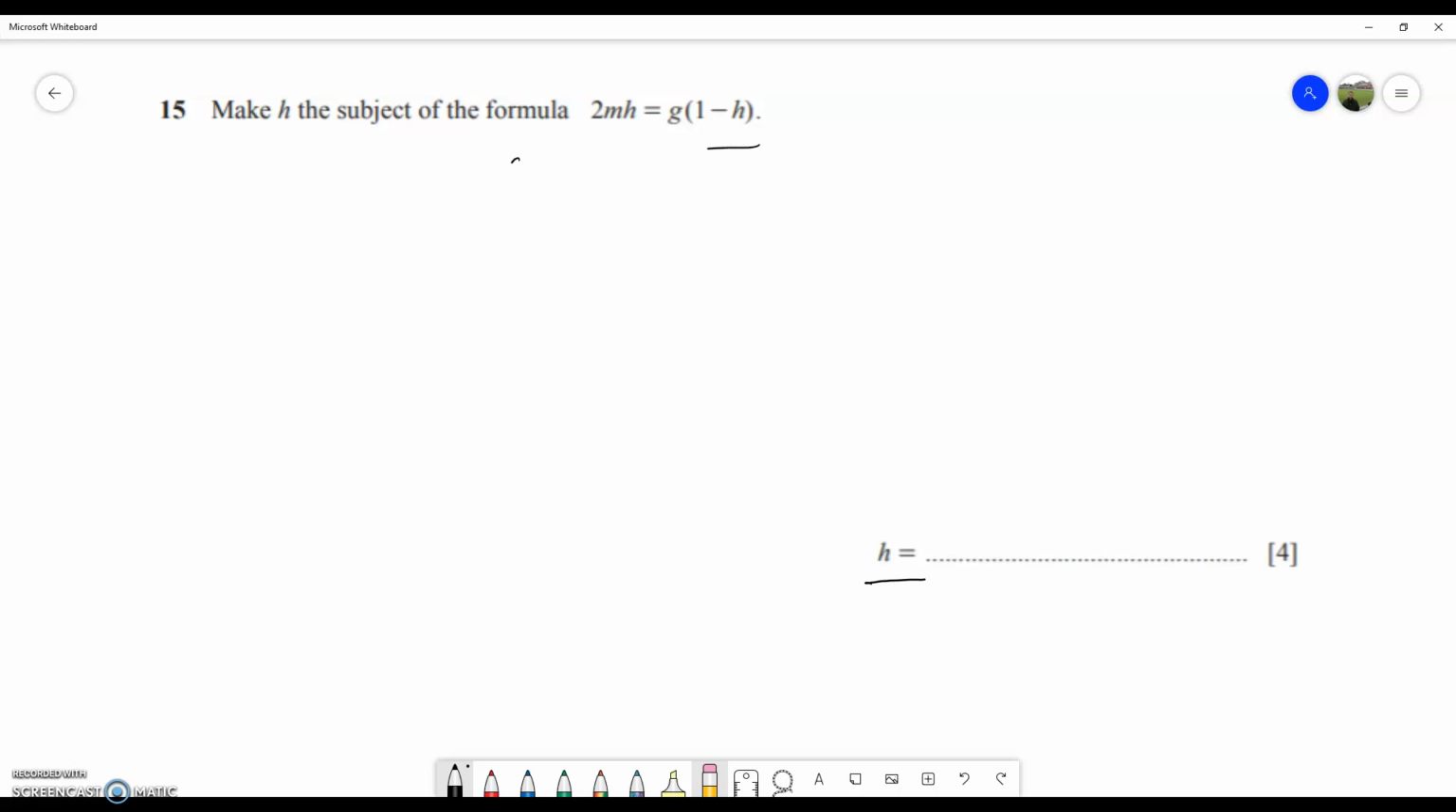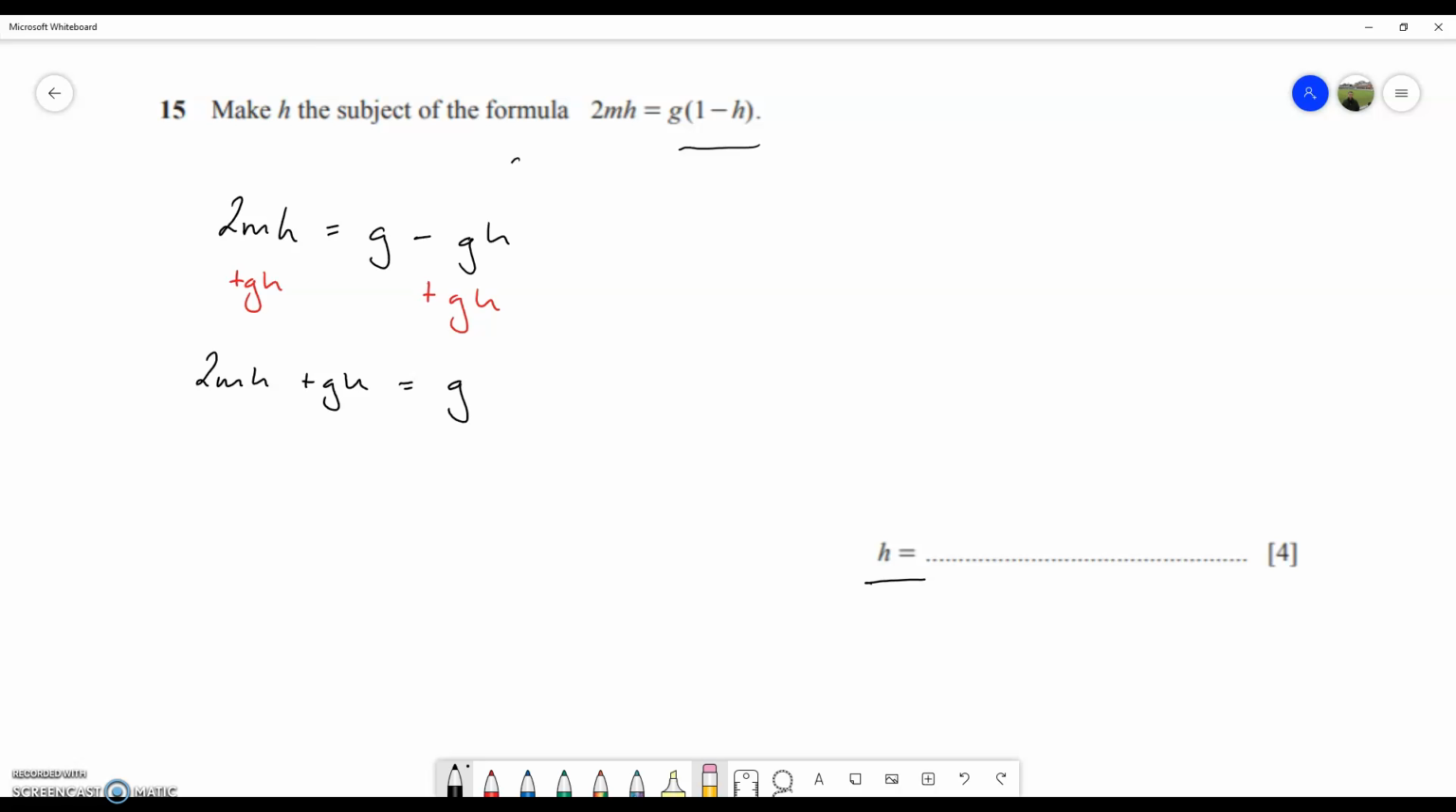First thing we need to do is expand this right hand side. So it's 2mh is equal to g minus gh. The next thing we do is make sure all the h variables are on the left hand side. To do that, we can add gh on this side, we can add gh, and that leaves us with 2mh plus gh is equal to g.